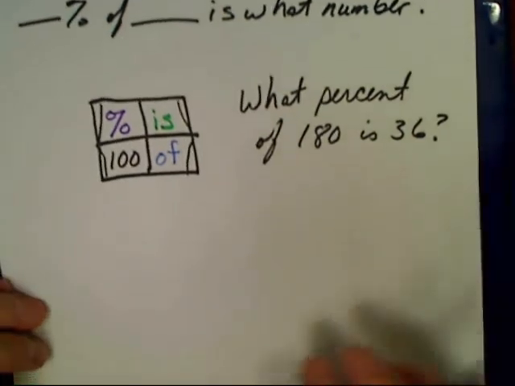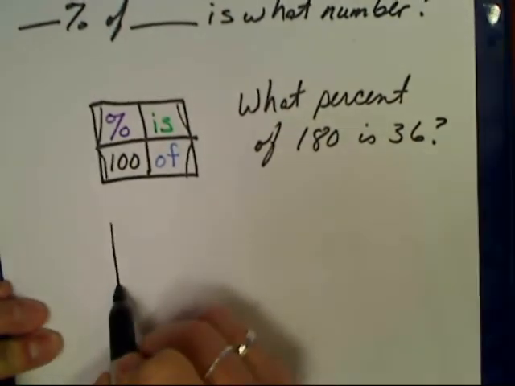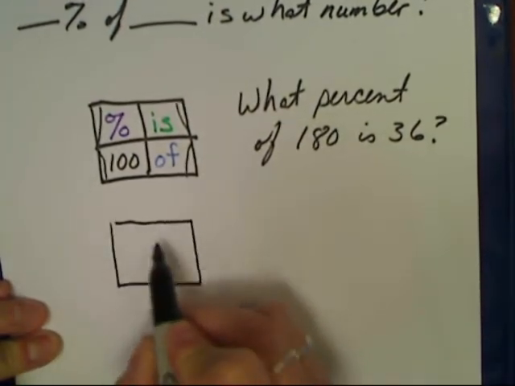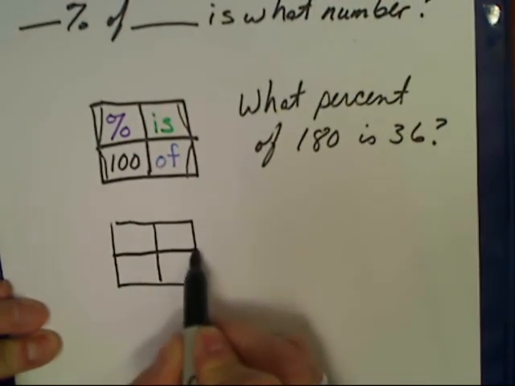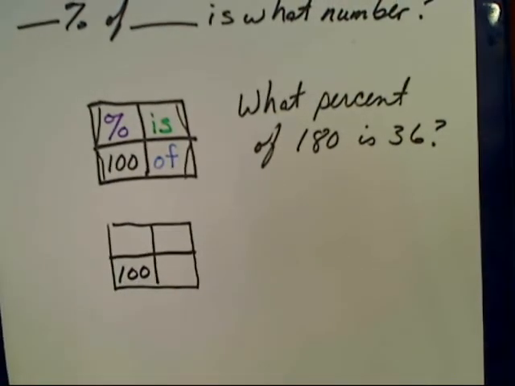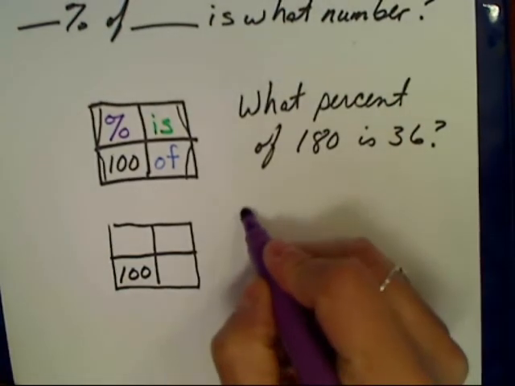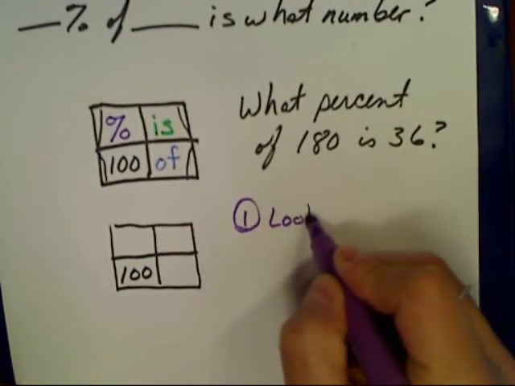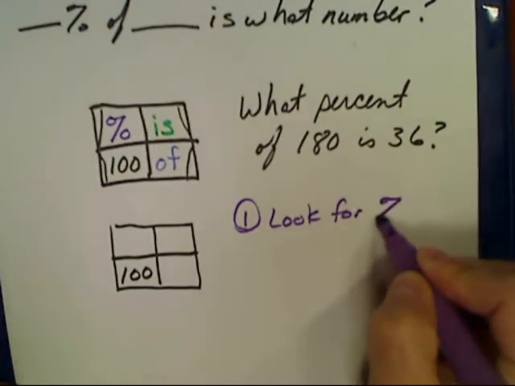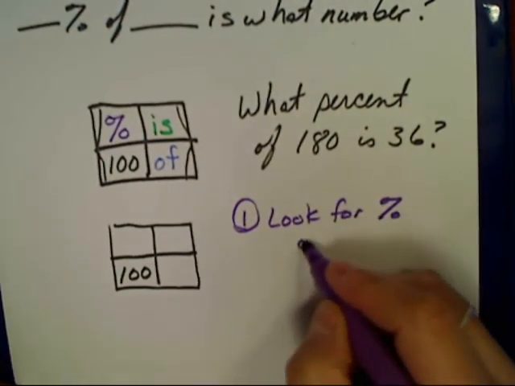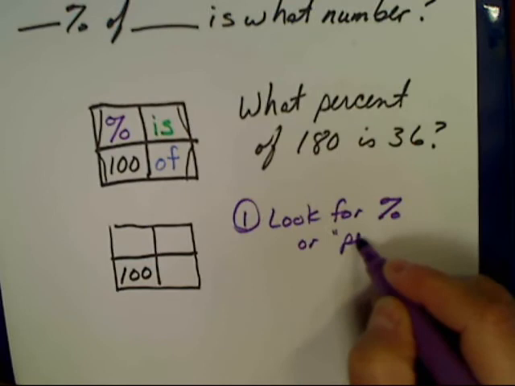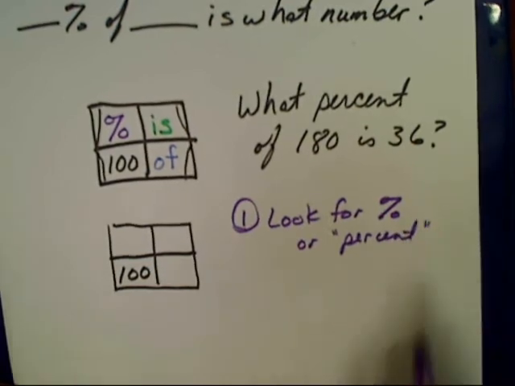In order to simplify the box, I have to translate my sentence. This is the order that I translate the sentence. The first thing I always look for is the percent symbol, or the word percent. It's the easiest to identify.